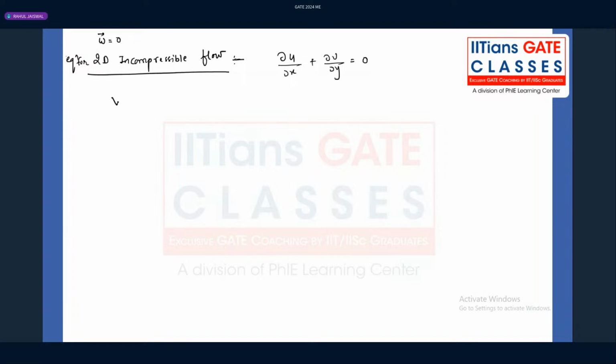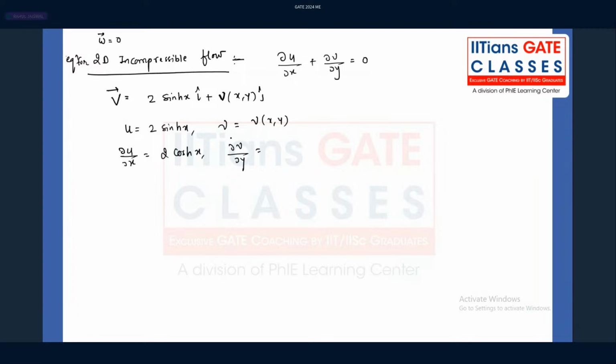And when you see the velocity field V cap, which is given as 2 sinh x i cap plus V of x, y j cap, here the u component of velocity is what? 2 sinh x, and the j component of velocity is what? V of x comma y. Try to put: what is dou u by dou x? Dou u by dou x will be 2 cosh x. And what is dou v by dou y? It will remain dou v by dou y, right? Because we don't know it, we need to find it out.